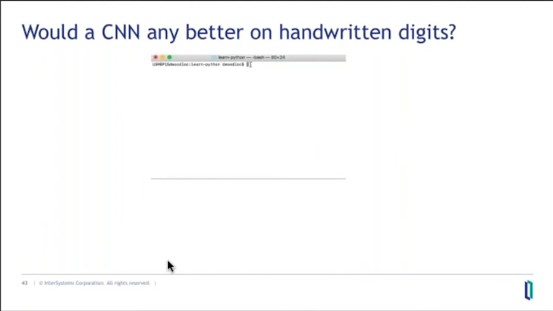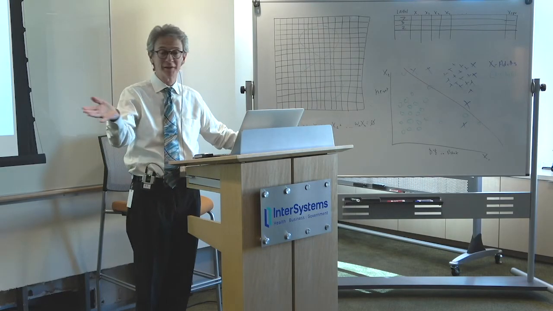So now let's see if a CNN is actually doing better on the digit problem. Okay, so CNN, so a couple things about that.